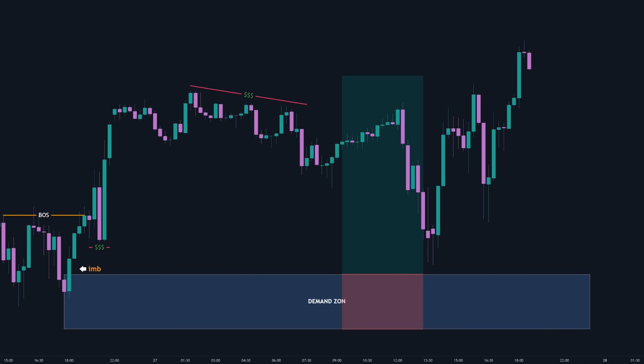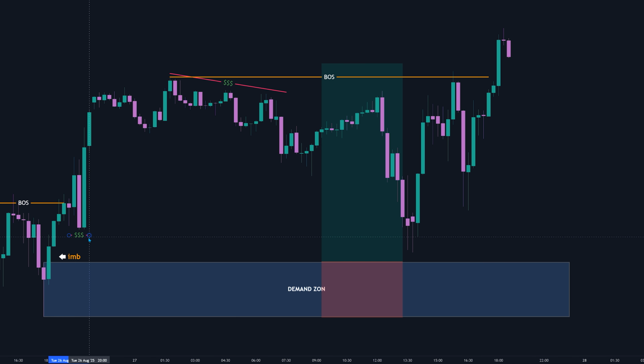But as you can see, the price shot up impulsively, without even touching our demand zone and without activating our buy limit. That happens sometimes. While moving up, the market also created another break of structure and collected inducement liquidity along the way. It just kept breaking structure continuously.